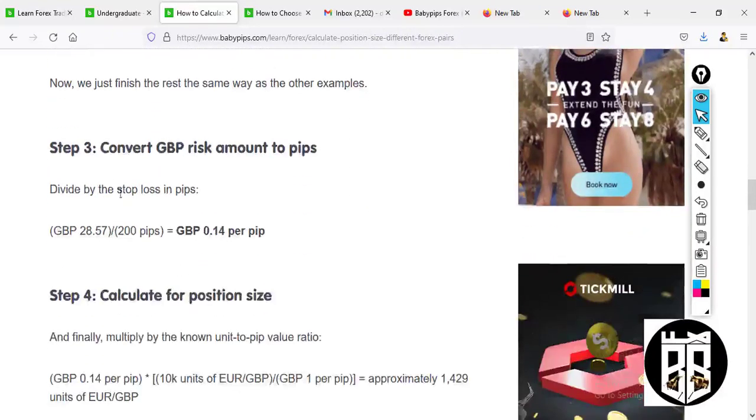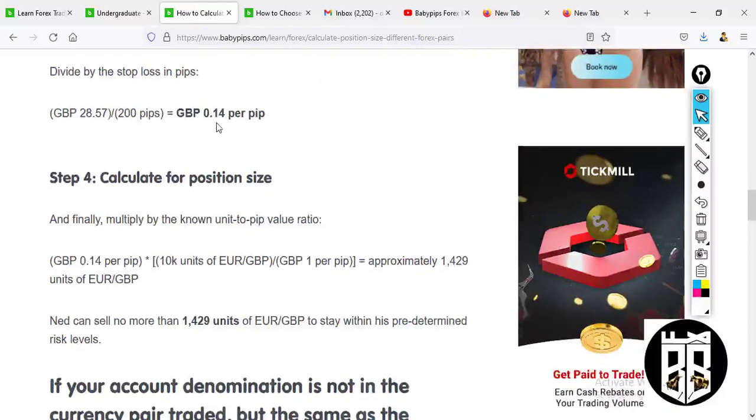Now convert that risk amount to pips. So 28.57 pounds divided by 200 pips equals 0.14 pounds per pip. So every pip is costing 14 British cents, 14 pound cents rather.